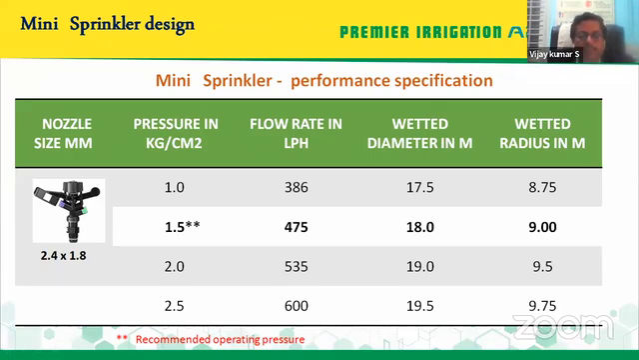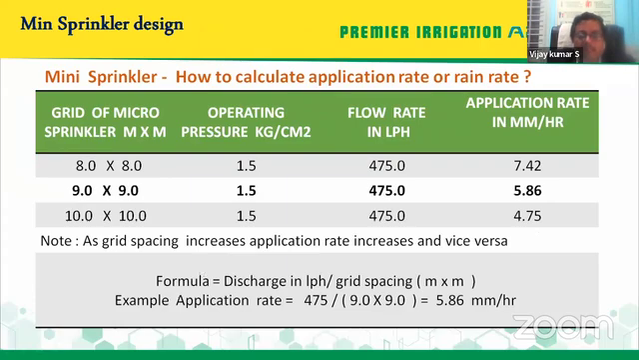So in case you have a better pump, then of course you can always select the appropriate pressure that is available. Once that is done, again we'll have to calculate the application rate or the rain rate. How to calculate the application rate? Simple formula. Take the discharge in liters per hour like the earlier. So how much is the discharge of this?